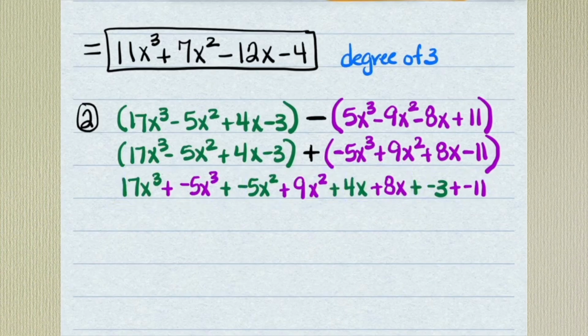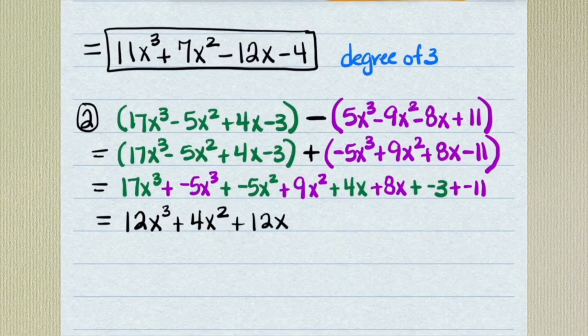Okay. So 17 minus the 5, put my equal sign. 17 minus the 5x cubed, that's going to be what? A positive 12x cubed, because the 17 is the bigger number. And then we have the minus 5x squared plus the 9x squared. That's going to be a positive 4x squared. And then we have 4x and 8x. That's going to be 12x. And then lastly, we have the minus 3 plus the minus 11. That's going to be a minus 14.